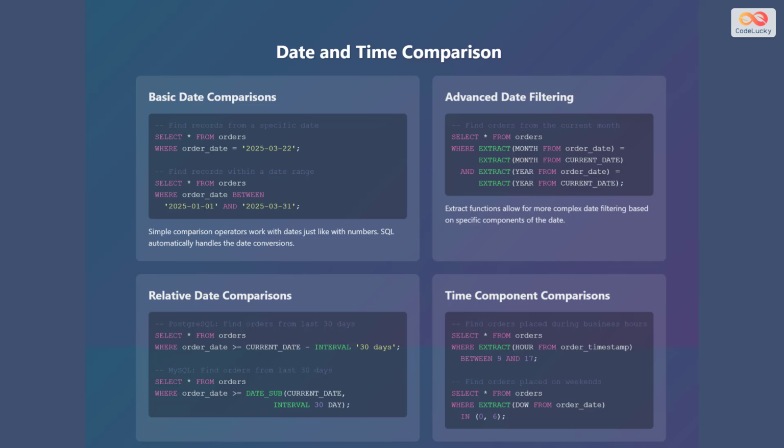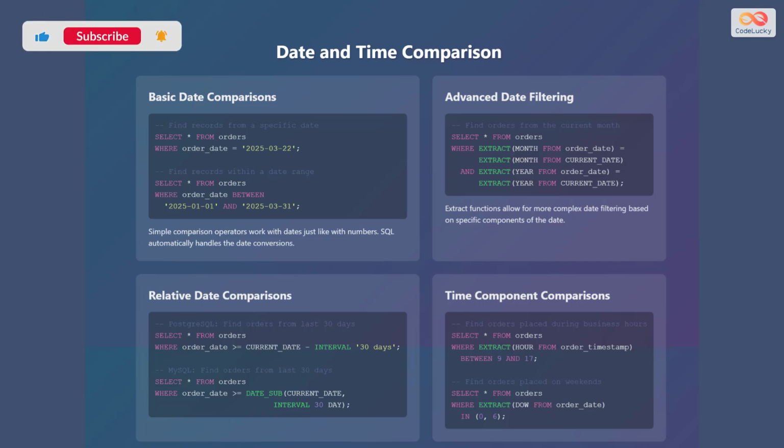Now let's explore how to compare dates and times in SQL. Comparing dates in SQL is straightforward. You can find records from a specific date using the equals operator, or find records within a date range using the between operator. SQL automatically handles the date conversions for these comparisons.